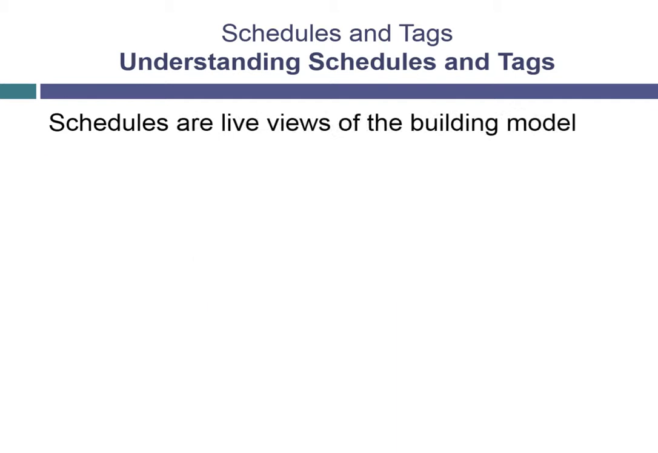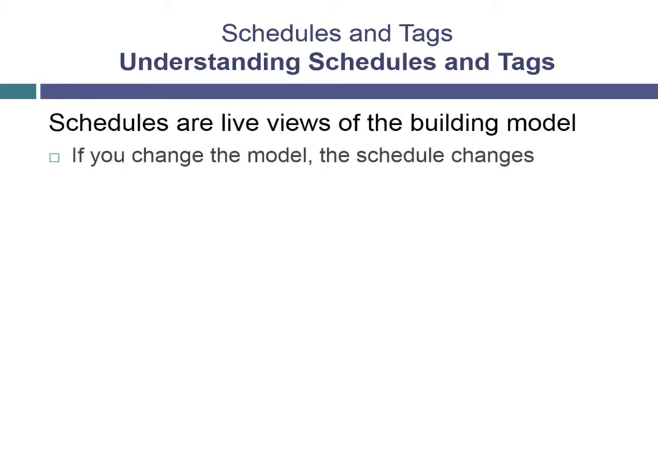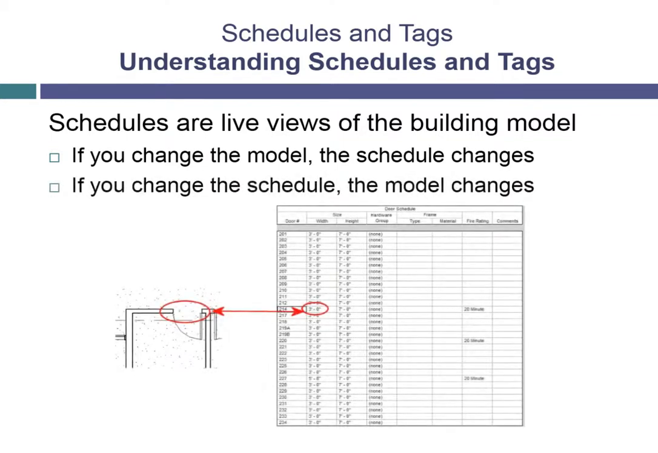Again, since a schedule is just another view of the building model, when you change data in the schedule, that change affects the building model. For example, when you change the width of a door in a door schedule, that door immediately changes size in the building model, so the change will appear in every plan, elevation, or other view in which the door is visible.